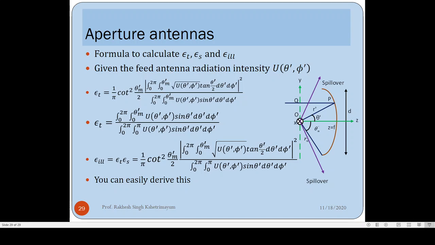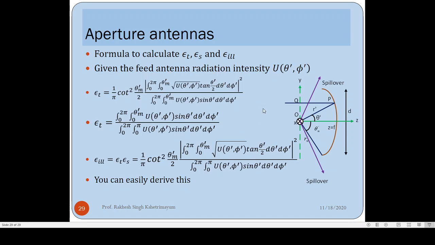You can easily derive it. We actually don't have time for the derivation now. So that's the taper efficiency. You can also find out the spillover efficiency. As I already told you, any rays which have gone through this part, shown by these violet arrows, outside the rim of the parabolic reflector, are a loss of power.